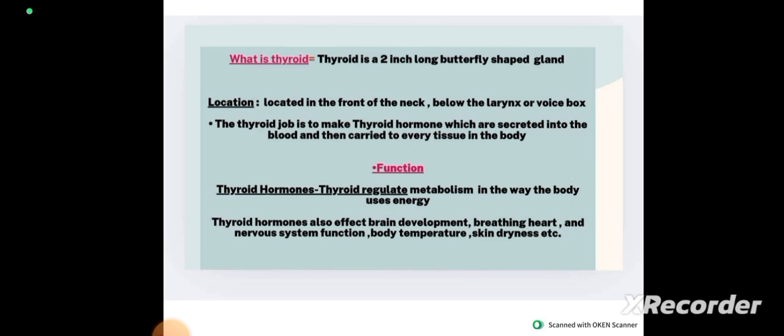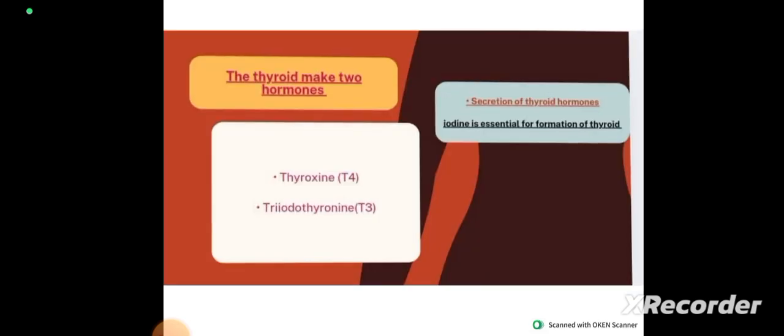The thyroid's job is to make thyroid hormones, which are secreted into the blood and then carried to every tissue in the body. So that is what thyroid does. Now what is the function? Thyroid hormones regulate metabolism, the way the body uses energy. Thyroid hormones also affect brain development, breathing, heart and nervous system function, body temperature, skin dryness, etc. So these are extra functions of thyroid hormone.